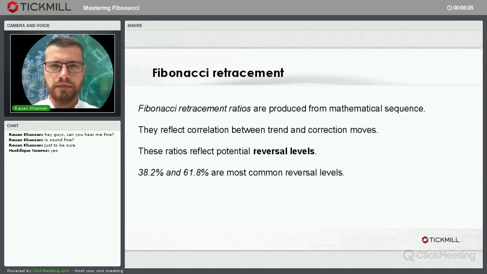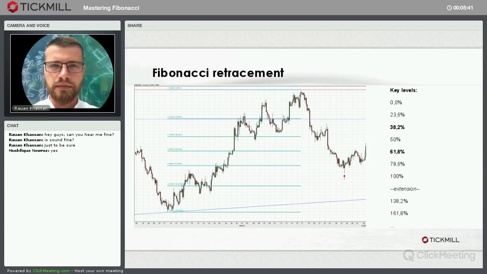Fibonacci retracements are ratios used to identify potential reversal levels. 38.2% and 61.8% are the most common reversal levels. I am pretty sure that even if you are at the beginner stage, you are familiar with the look of Fibonacci retracements. In case you've forgotten, you can see a screenshot, and on the right side of the screen, you may notice key levels that it is better to watch closely when you make up this Fibonacci retracement.